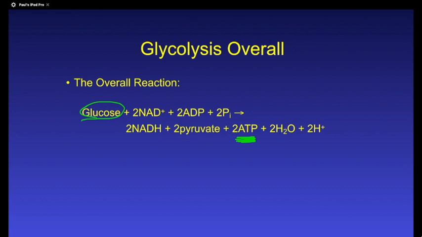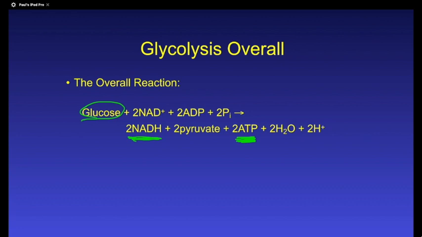The NADH is a pool of energy. We're going to see that that pool of energy can be converted into ATP, although it's going to be converted into another pool of energy before it gets to ATP.